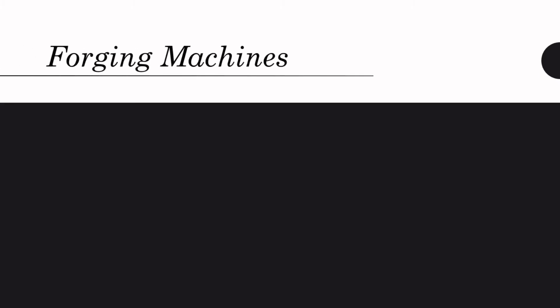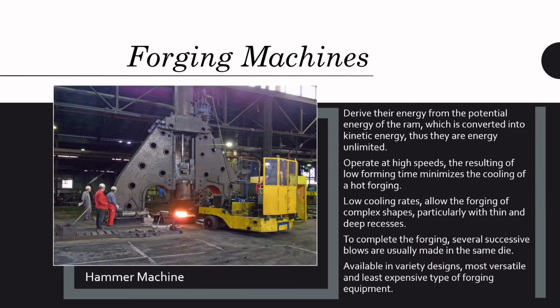The second type of forging machine is the hammer machine. It derives its energy from the potential energy of the ram, which is converted into kinetic energy. Thus, they are energy unlimited. It operates at high speeds, and the resulting low forming time minimizes the cooling of a hot forging. Low cooling rates allow the forging of complex shapes, particularly with thin and deep recesses. To complete the forging, several successive blows are usually made in the same die.